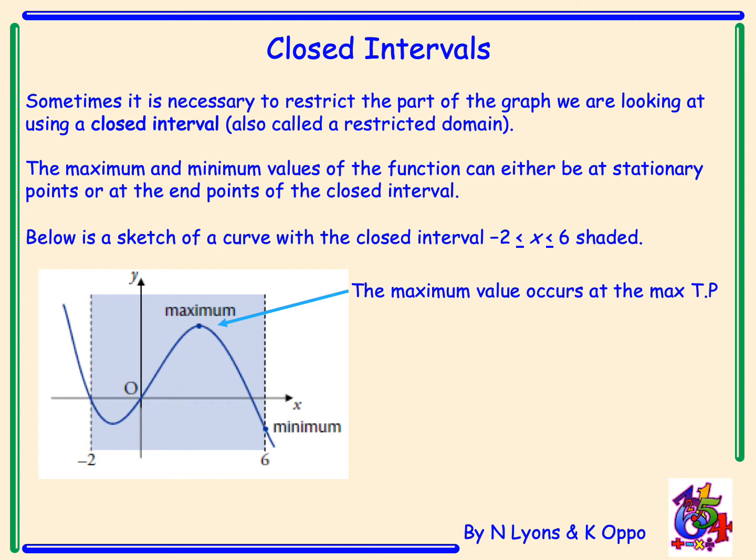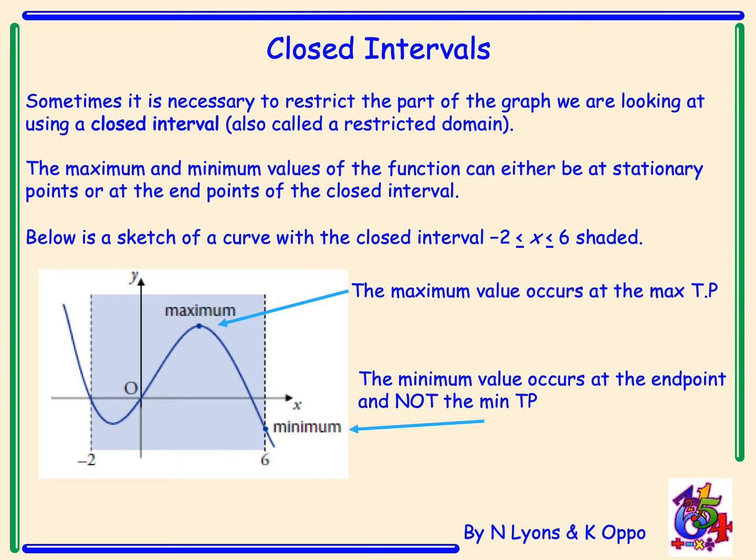Now as you can see, the maximum value occurs at the maximum turning point, but the minimum value occurs at the end point when x equals 6 and not the minimum turning point. Okay, so at x equals 6, the graph is lower than the minimum turning point.